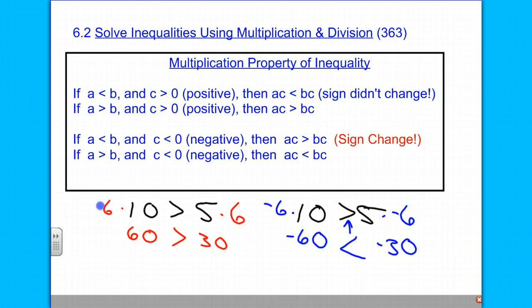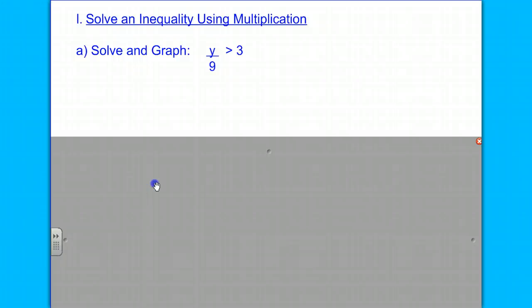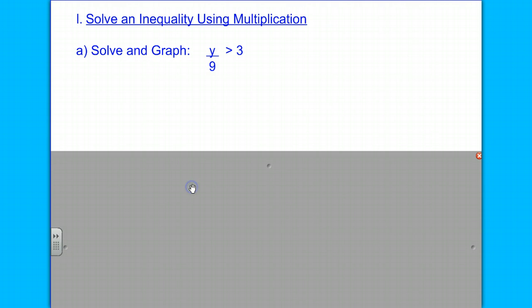See this? These signs are now different because we have multiplied both sides by a negative. And again, it has everything to do with the absolute distance from 0, right? The absolute value became greater. 60 is greater than 10, but it is negative 60, so it's further away from 0 than negative 30. It's to the left. Okay, so that's why we have to switch signs when multiplying both sides by a negative. So let's solve and graph using our multiplication property.